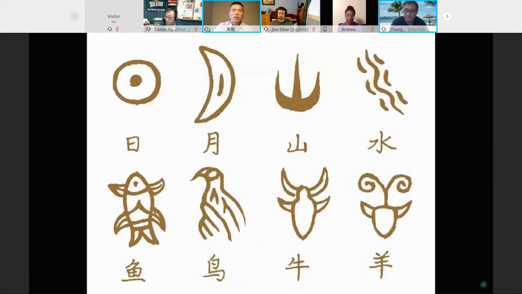We know Chinese is a language. It's a pictographic language, which means a picture will represent a word or a phrase or an idea. So when we look at these pictures, we know what it is.